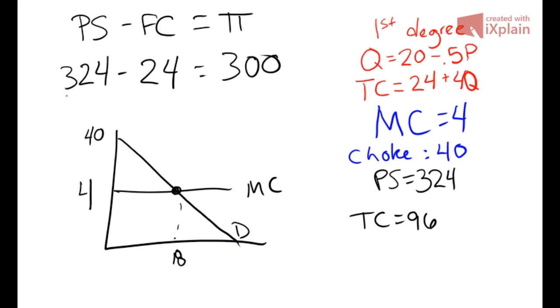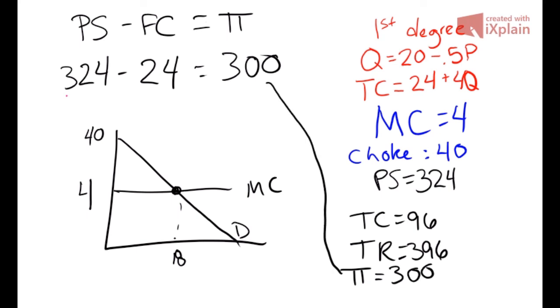So again, we can do 4 times 18 gives us that 72, plus then the area of this triangle. So we could have total revenue is equal to that 72, plus then we know our producer surplus, 324. And so our total revenue is quite simply then 396. So total revenue minus total cost gives us our profit. And so our profit is, again, calculating it this way, the same answer. It's 300, just a different way of going about it.